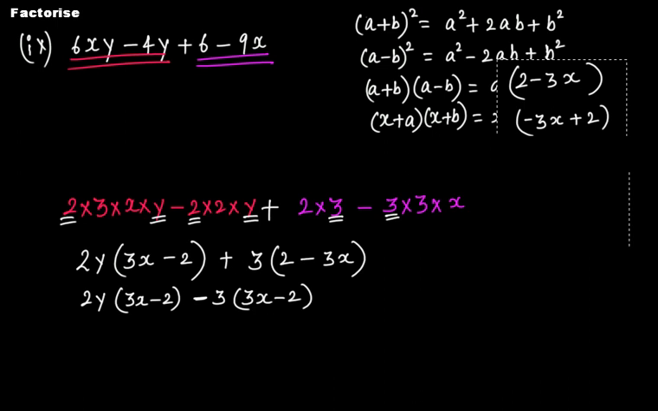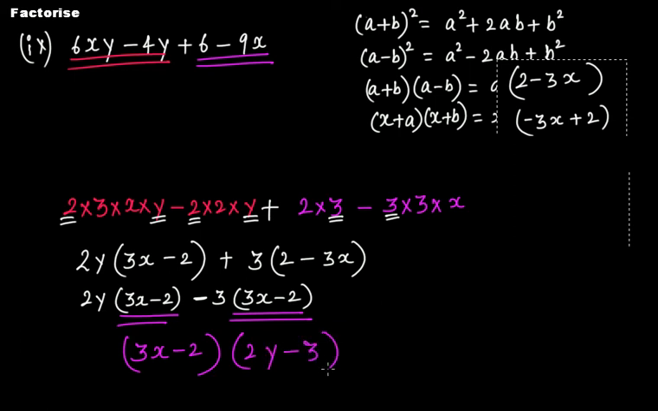Okay, so now this 3x minus 2 and this 3x minus 2, this is common, right? So 3x minus 2 and then 2y minus 3. This is the factorization of this algebraic expression.